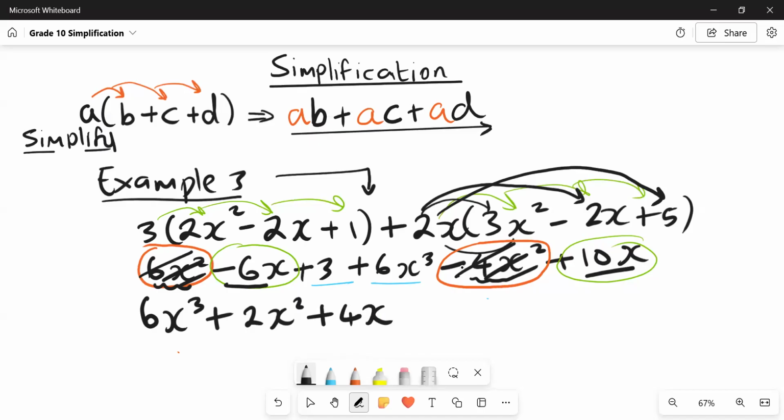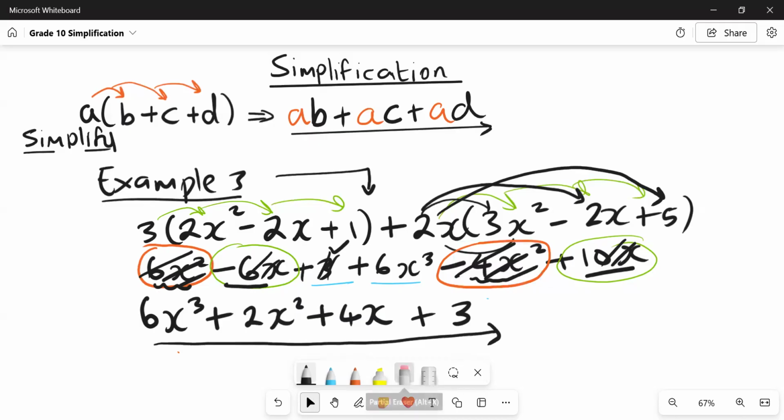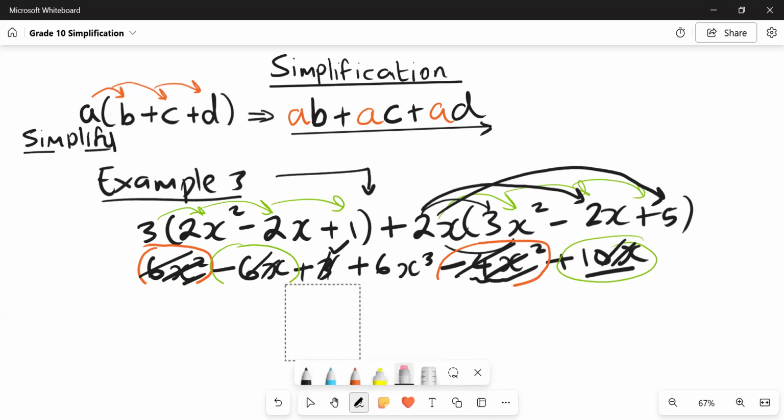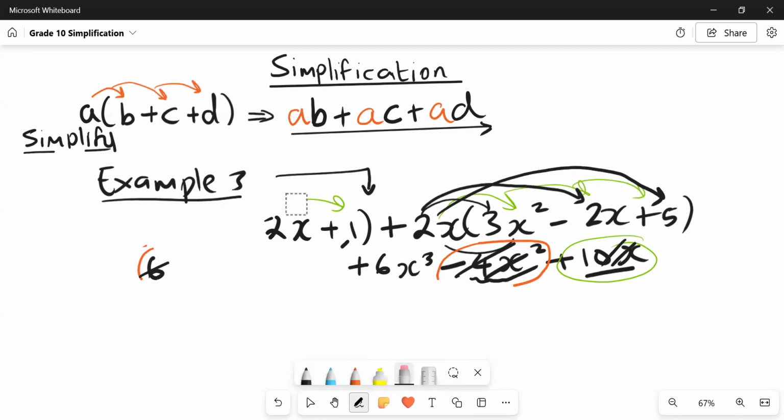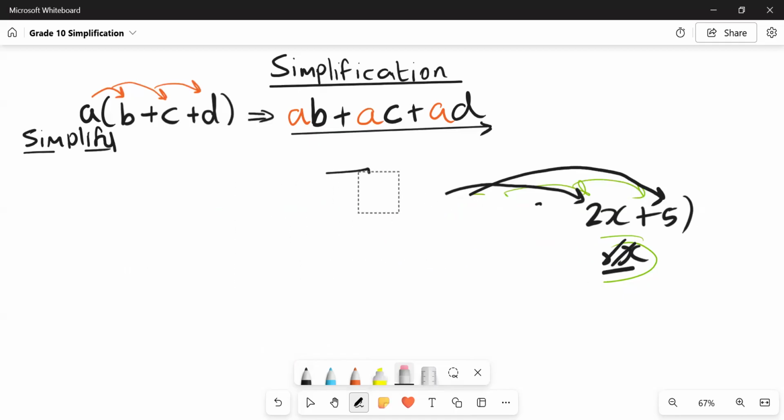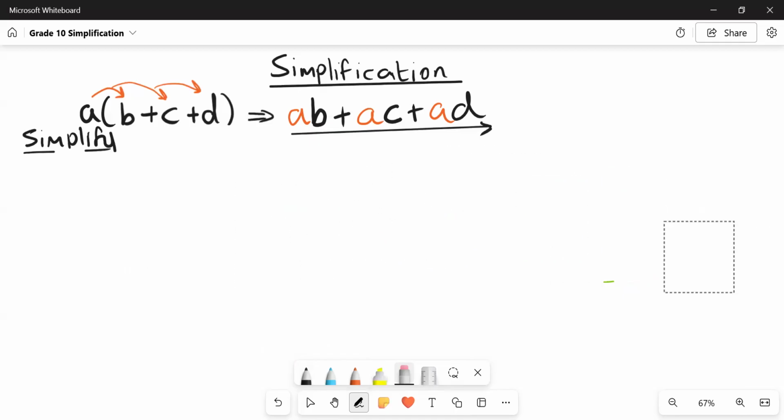And then you're only left with your 3, so you write your plus 3 there. So I've cancelled everything. Now, this is the final expression. I hope it made sense, guys. This one was a bit interesting, but if you understood the distribution law, then you won't have any problems when it comes to such sums.